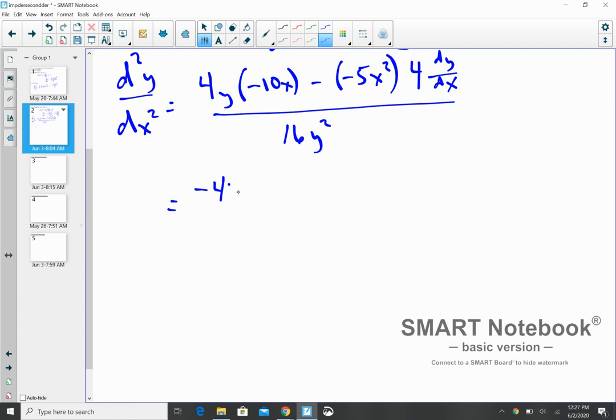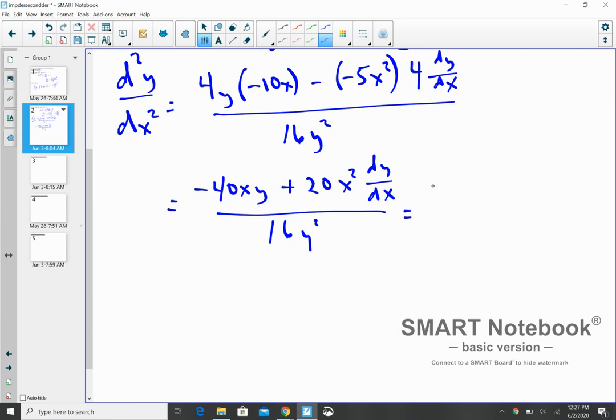We have negative 40xy. Then we're going to have plus 20x squared. And then we have this dy/dx. We'll come back to him. Over 16y squared. And you're like, oh, that's not all that bad. Oh, you know what? I see a 4 divides out of everywhere too. So let's do that. Again, make life easier for us. Oh, actually, does better than 4 divide out? No, not better than 4.